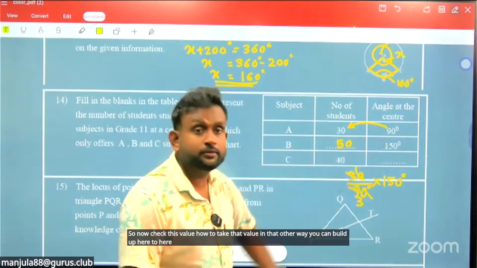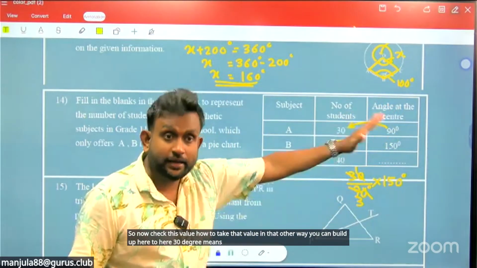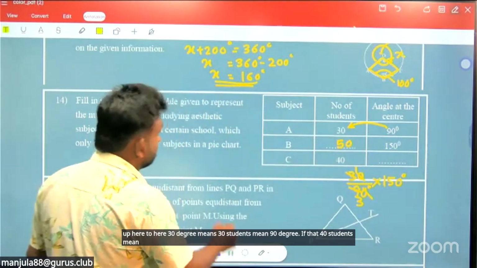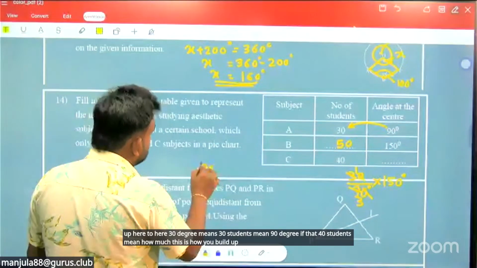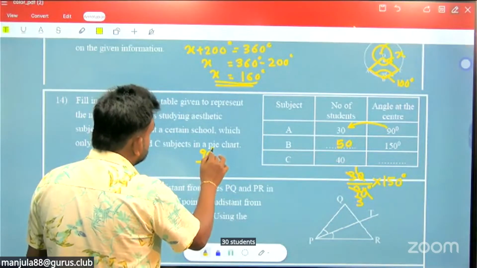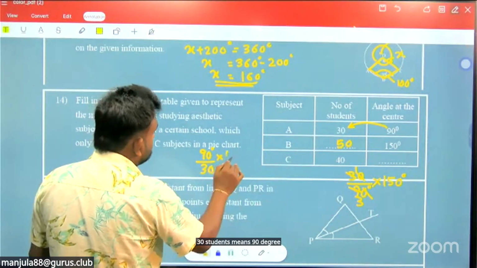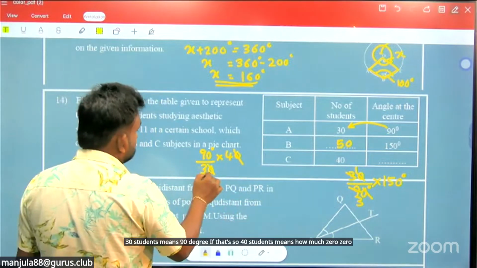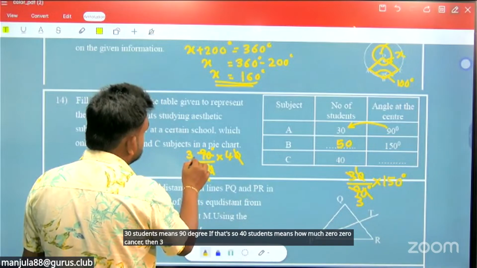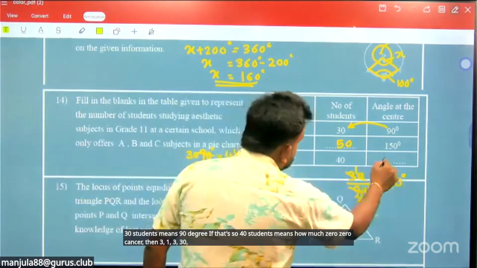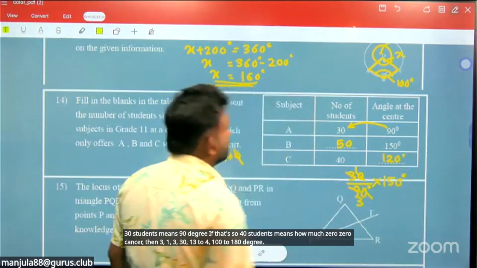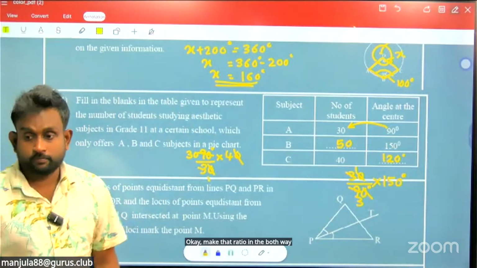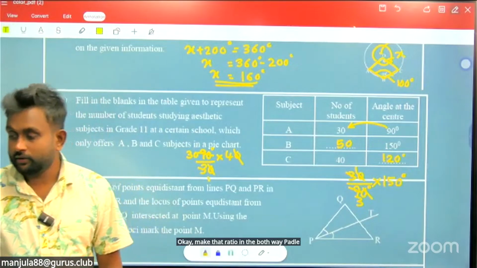30 degree means 30 students mean 90 degree. If that's 40 students, how much? This is how you build up. 30 students means 90 degree. If that's so, 40 students means how much? 0, 0 cancelled. Then 3, 1, 3, 30, 30 into 4, 120 degree. Okay, make that ratio in both ways.